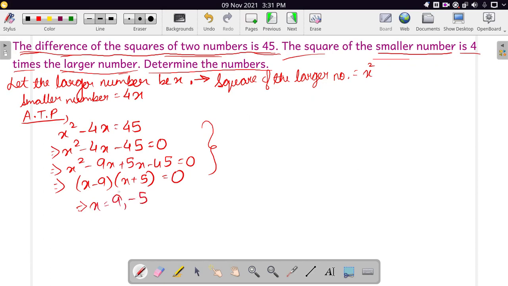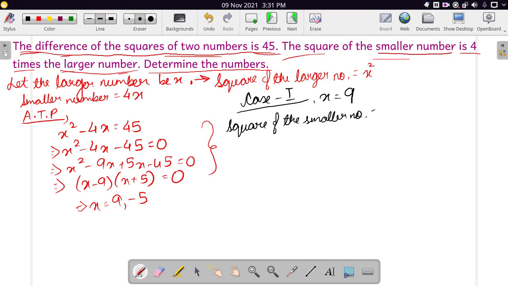Now we will take two cases. Let the first case be case 1. You have to write this, it is very important. For case 1, when x is equal to 9, the square of the smaller number is equal to what? It was 4x, so 9 into 4 is 36. The square of the smaller number is 36.